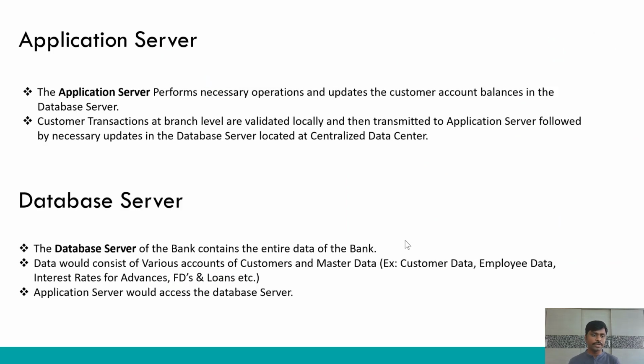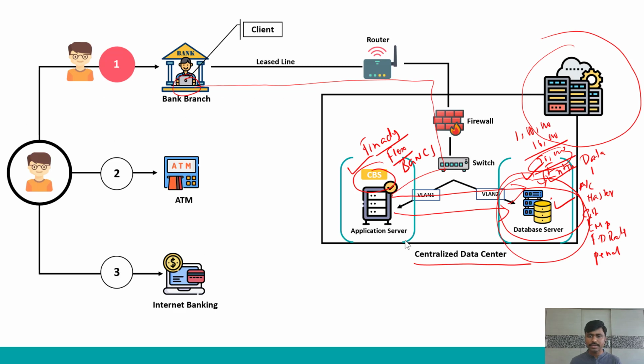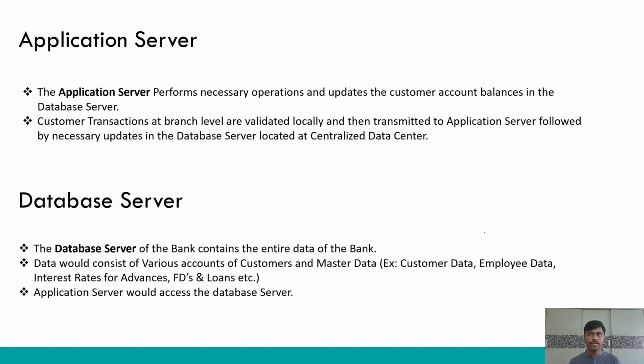Now coming to the database server. The database server of the bank contains the entire data of the bank. We already understood that point. The data would consist of various accounts of the customers and master data, for example customer master, employee data, interest rates, FDs and loans, etc. And the application server would access the database server. I told you, right? The access will be via the application server. This is the point they are talking about now. So this is about the application server and database server. Let's move on to the next topic.